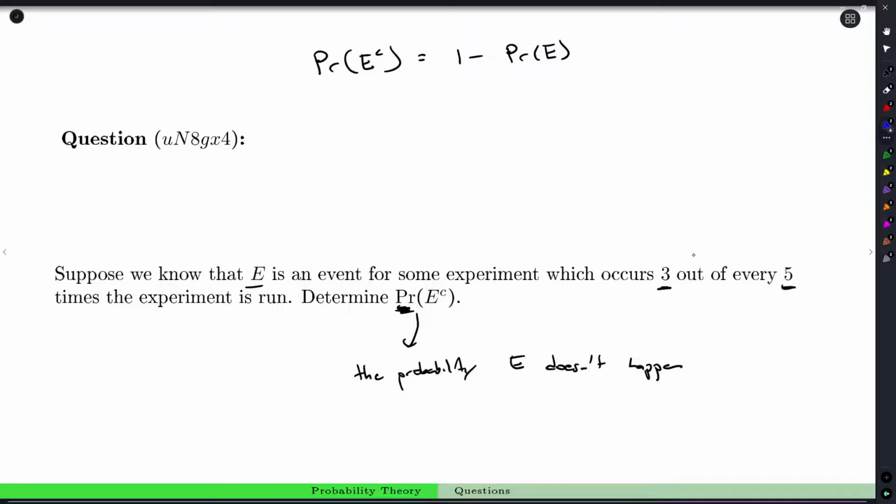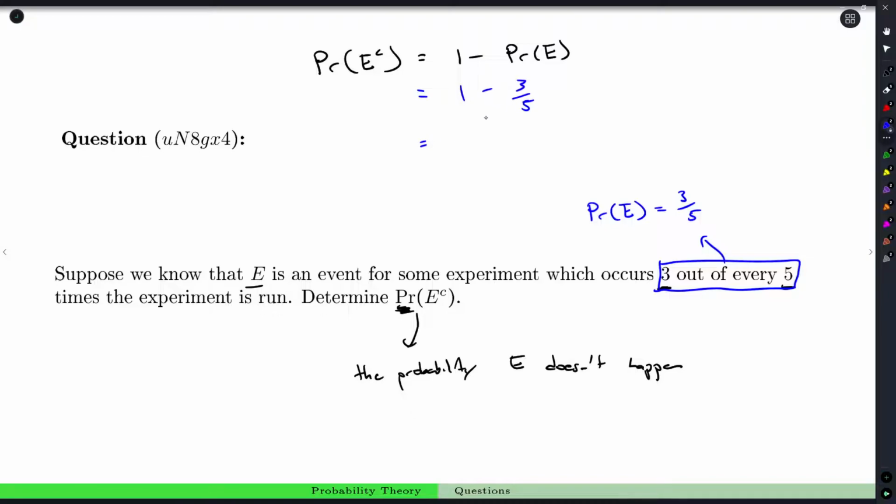Well, they've explained that to me in natural language, so we've got to decode this. E happens 3 out of every 5 times, so the probability that E occurs is 3 out of 5, or 3/5. So now I can take that and put it in here, so 3/5.